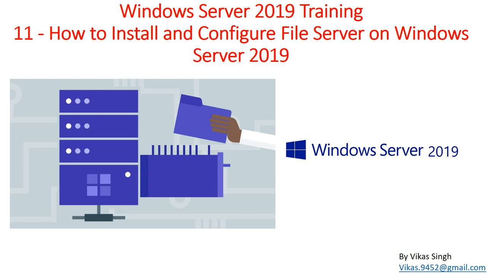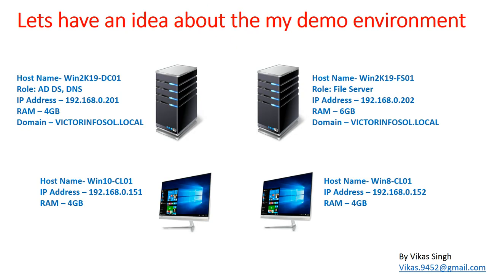So let's get in. This is my infrastructure which I am using in this video. We have one domain controller, one file server, and two client machines. My domain controller is Win2K19 DC01, which is my Active Directory and DNS server. You can see the domain name is victorinfosol.local. So this is my domain controller.